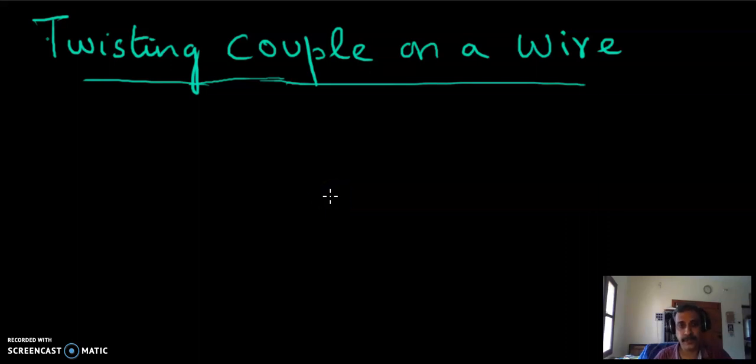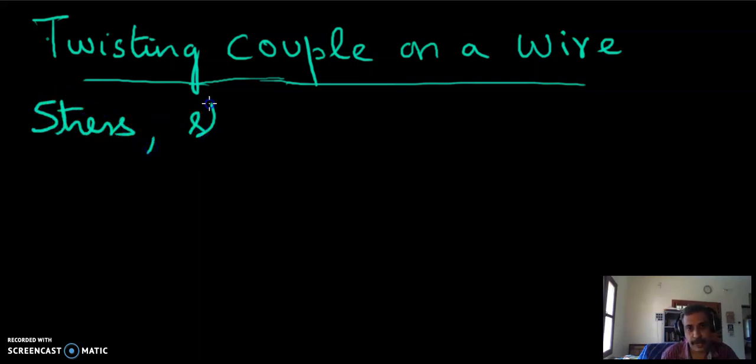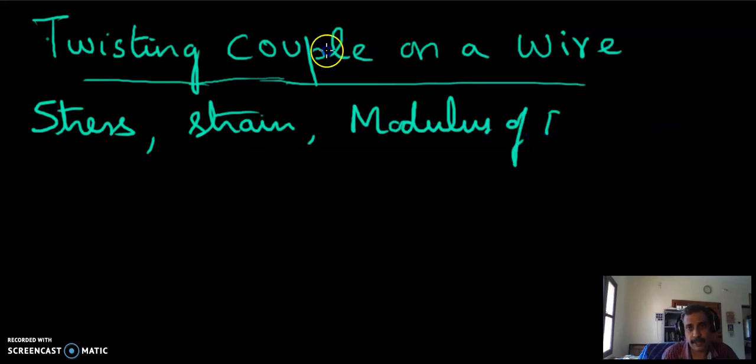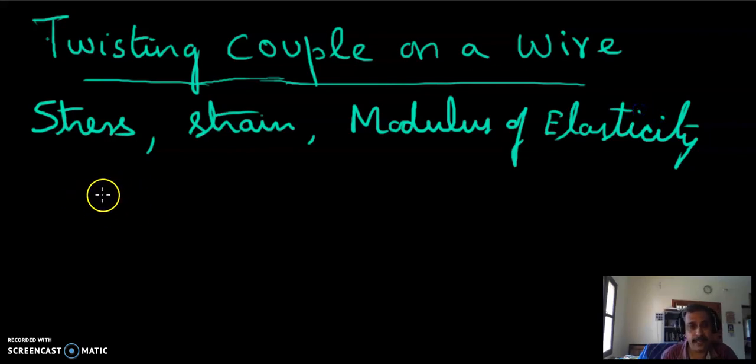And hello. In this video, we are going to see twisting couple on a cylindrical wire. For this, we should know what you mean by stress, what you mean by strain, and modulus of elasticity. We have to know all these three things, only then can we study twisting couple on a wire.